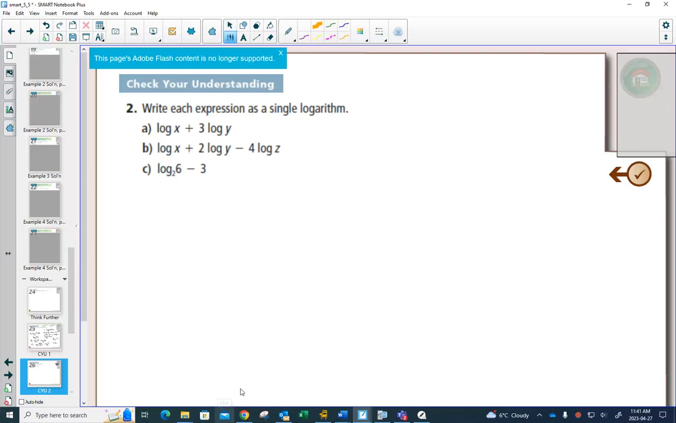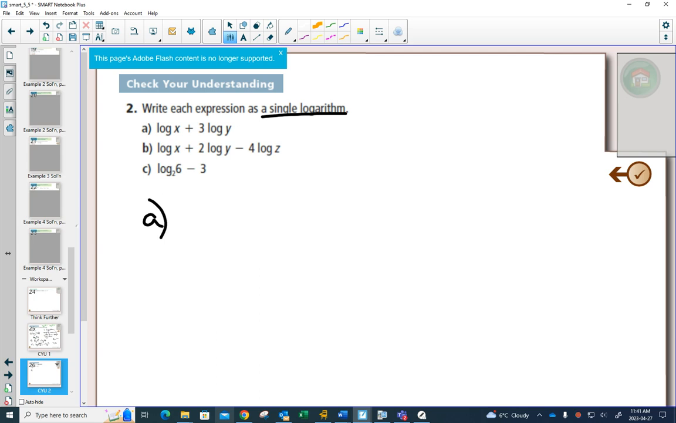Next example again says write as a single logarithm. This is the same idea as simplifying, which means we are going to look at the right-hand side of those formulas and see if we can write them as the left-hand side. We want to get a single logarithm in the end.